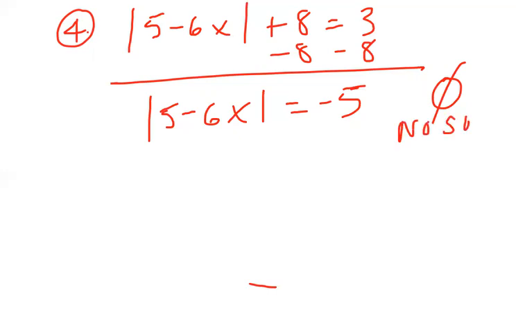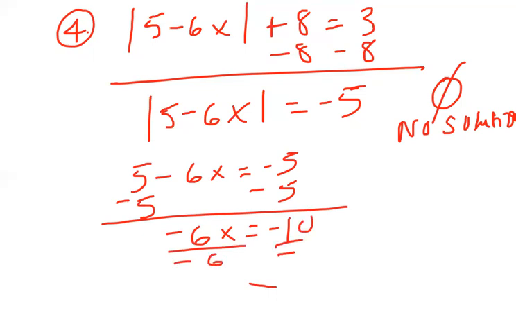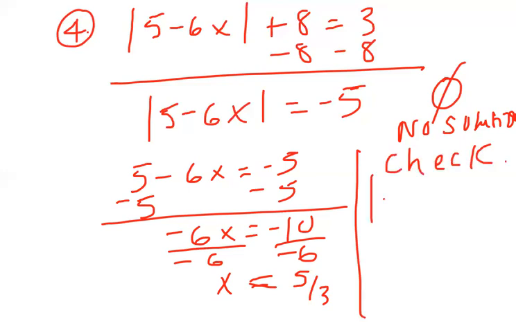But let's say you didn't know this, guys, and you attempted to solve the problem. So let's see what would happen if we were to try and solve this problem out. What's going to happen is that we're going to end up with a number which doesn't make the original problem true. So guys, if we divide both sides by negative 6, this turns out to be x is equal to 5 over 3. Now, if we take this 5 over 3, plug it back into the original problem to check it, I want you to notice what happens. 5 minus 6 times 5 over 3, absolute value, plus 8 equals 3.